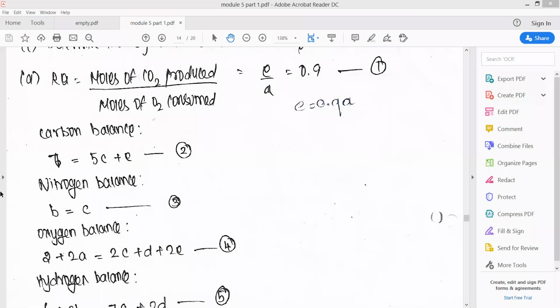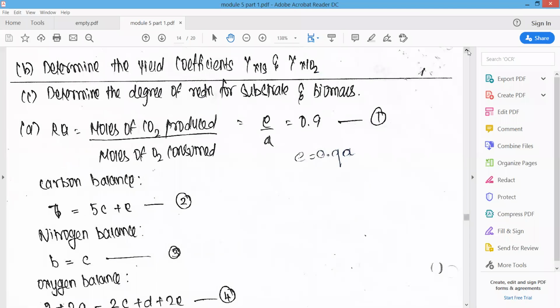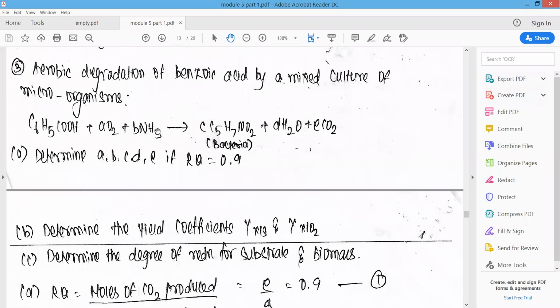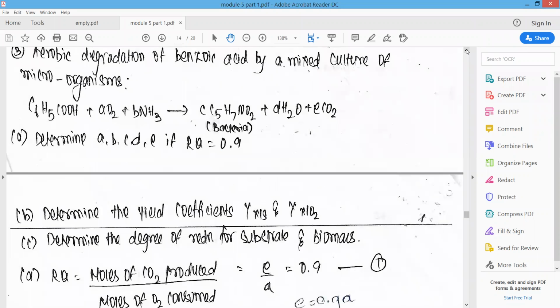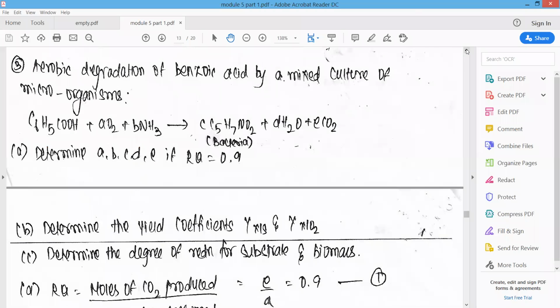Nitrogen balance we have written the same way, so that the equation will be easy. Nitrogen balance is B into 1 into 14 is equal to C into 7 into 14, so B is equal to 7C. We have written B is equal to C, since 7 will get cancelled. So you will get B is equal to C, that is 1 into C into 14, B into 1 into 14.